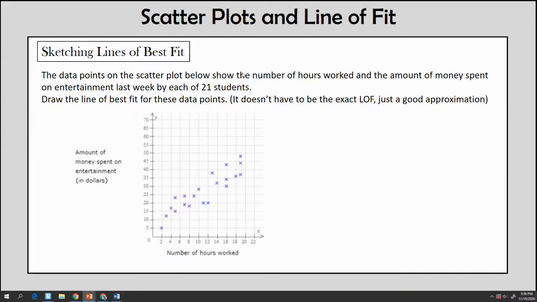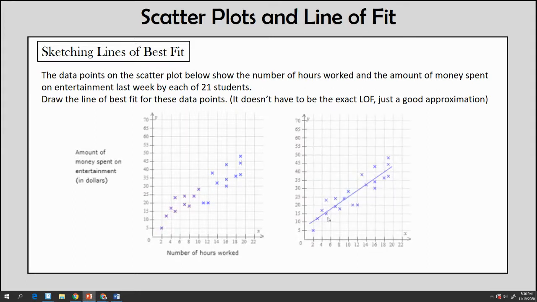Okay, another one. This shows the number of hours worked and the amount of money spent on entertainment by 21 students. Again, drawing the line of best fit. It doesn't have to be exact. So obviously we're looking at a positive correlation: as the number of hours worked goes up, the amount of money spent goes up. So we're going to try to fit our line in here so that we're dividing the data. And again, you're just going to put a line in there something like this. I'm not counting exactly, but it looks like the number of X's above and below are pretty close, and our line is working its way up through the data like that. So that's all you have to do, is put in that line of fit.